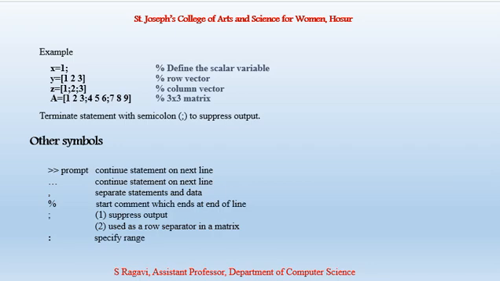There are some other symbols in MATLAB, such as the double greater than symbol, which indicates the prompt. The three dots indicate the statement continues on the next line. The comma is used to separate statements and data. The percentage symbol is used to represent the start of a comment. The semicolon is used to suppress the output. It is also used in matrices for separating the rows and columns. The colon symbol is used to specify a range.